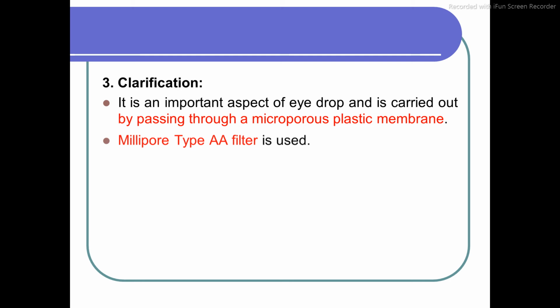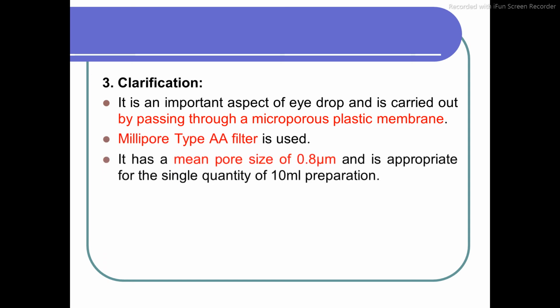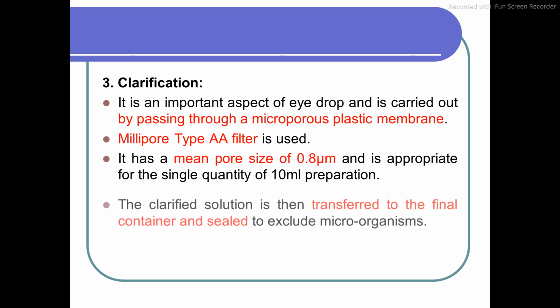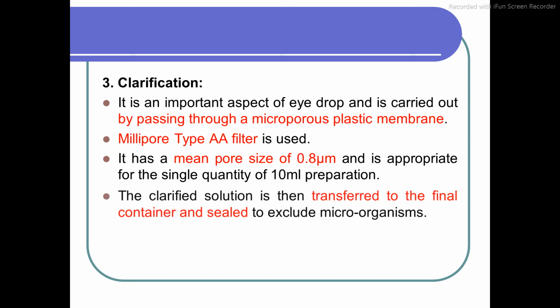In order to make it free from visible particles, you can use a Millipore type AA filter. It has a pore size of 0.8 micron and is appropriate for a single quantity of 10 ml preparations. So with this small pore size, that is a 0.8 micrometer filter, we can remove all types of visible particles, and the clarified solution is then available to transfer into the container, and it is sealed to prevent the entry of microorganisms.